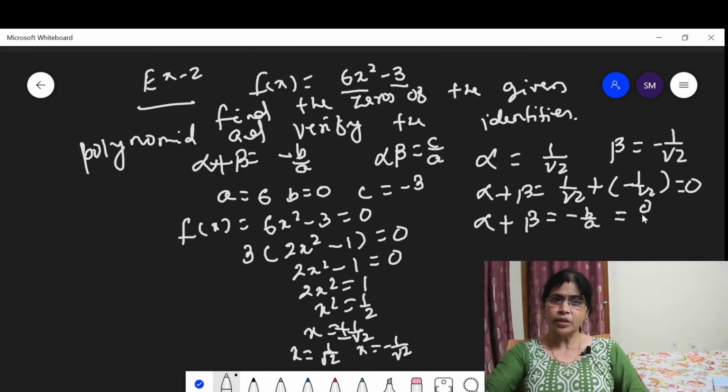Here b is 0, a is 6. 0 upon 6 is equal to 0. Hence verified alpha plus beta.